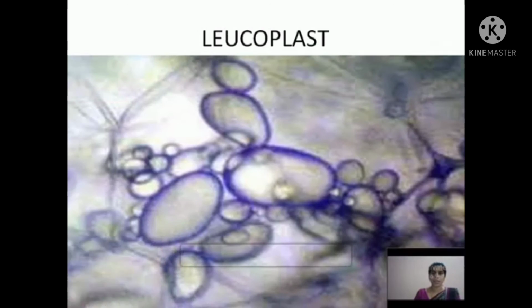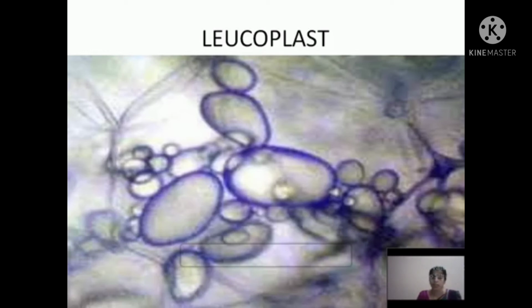And the next is leucoplast. See, this is the structure of leucoplast. This leucoplast has no color. It is a colorless plastid. So these are non-pigment plant cell organelles, which are colorless. And these leucoplasts are mostly found in non-photosynthetic plants, areas, some types of algae, and fungi also.